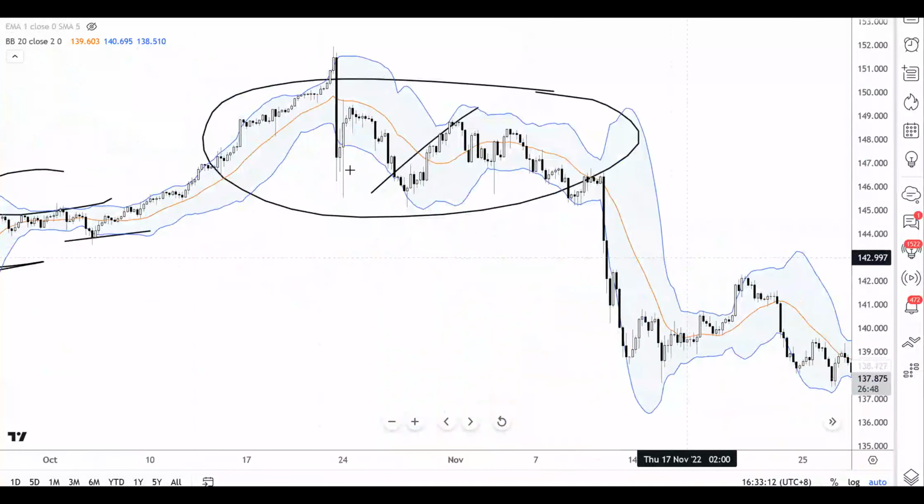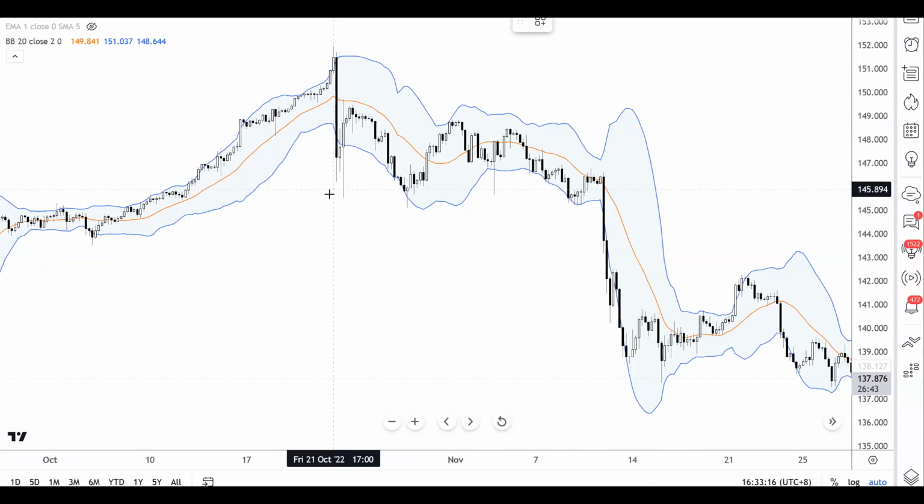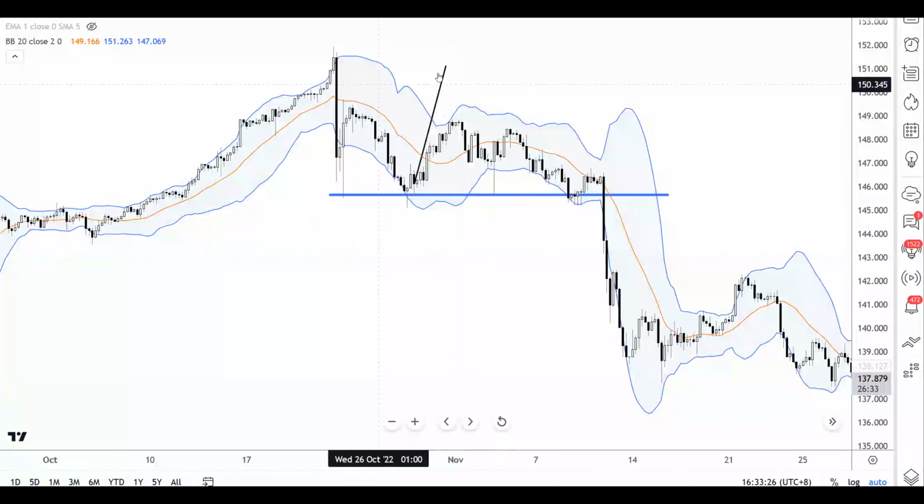So you can see here, equal lows started to form. Again, the assumption is that if the uptrend is to continue, price should continue breaking above the high, but you can see that this didn't happen. And what happened after that is that price broke below this low.